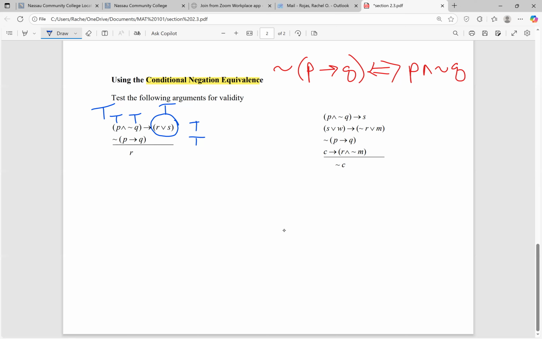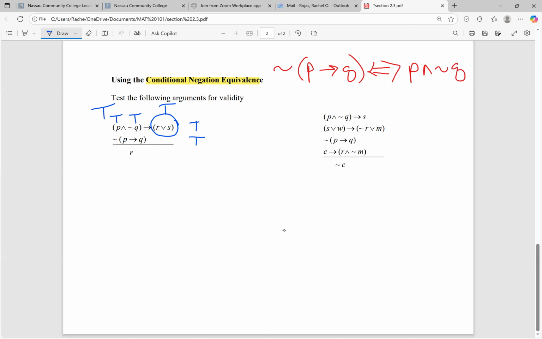But now this still leaves us with R and S. I know what P is. P has to be true. Q has to be false, because not Q is true. So we know the values of P and Q. I don't know R or S. But I know that this R or S has to be true. So they both can't be false, because false or false is false.